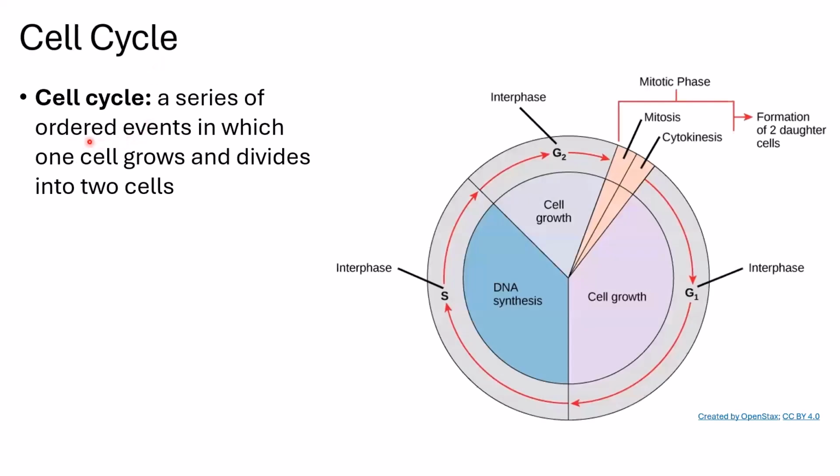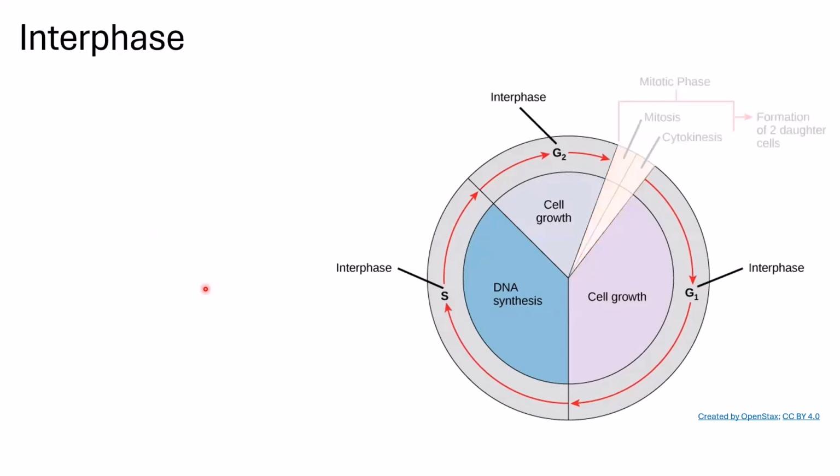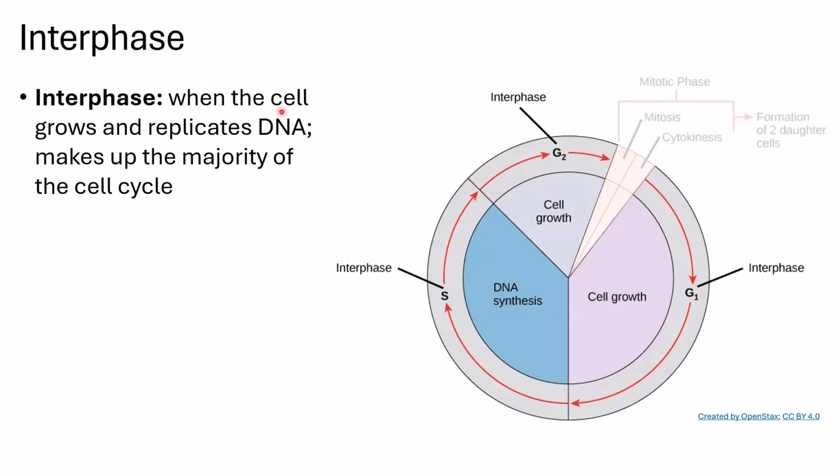The cell cycle is a series of events that occur in a specific order and result in one cell growing and dividing into two cells. The cell cycle can be divided into two major phases, which can themselves be divided into multiple phases. First is interphase, and then the mitotic phase. Interphase is when the cells grow and replicate their DNA. As the diagram shows, it makes up the majority of the time spent in the cell cycle.